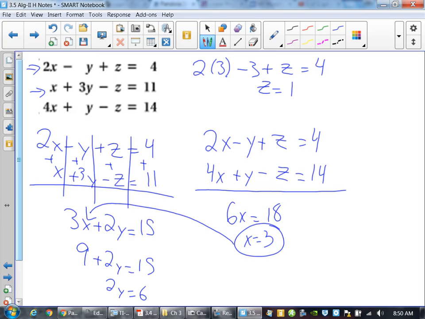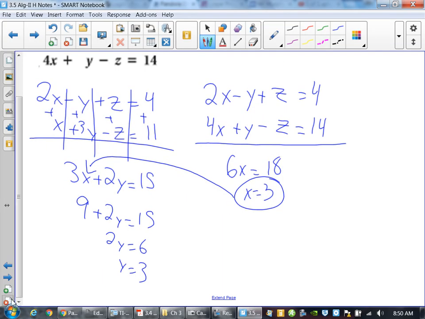When you write out your ordered pairs for your solution set, like we had before, you know how we write a little x, y? What do you think this is going to look like? X, Y, Z. That's it. So your answer would be 3, 3, 1.